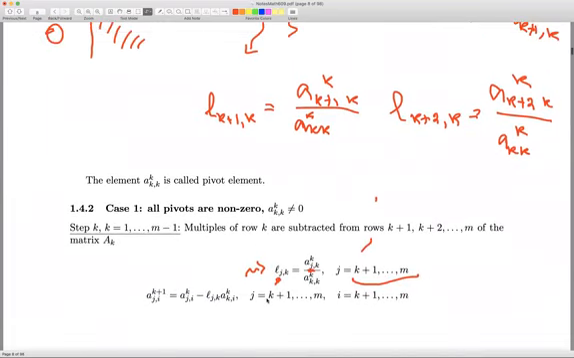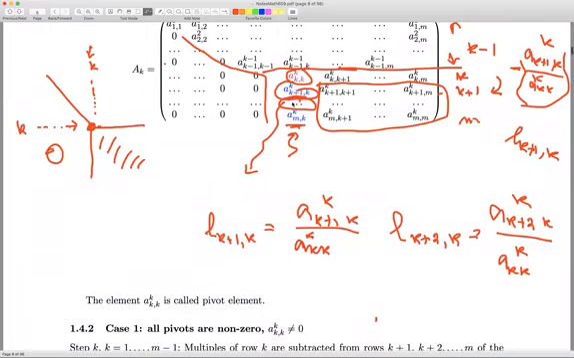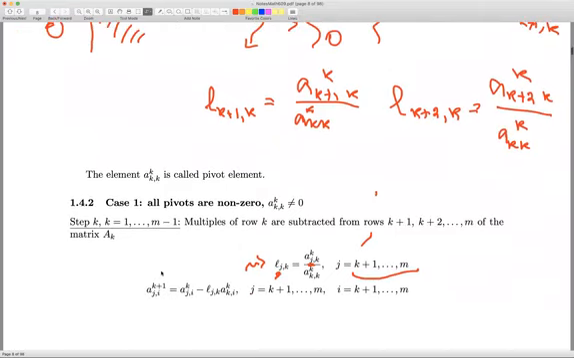So what we do is to make the change, and we know that when we do this operation, all the elements in this part of the column will be equal to 0, and we're going to make changes only here. The new entries of the matrix we denote by index k plus 1 because they will be changed.